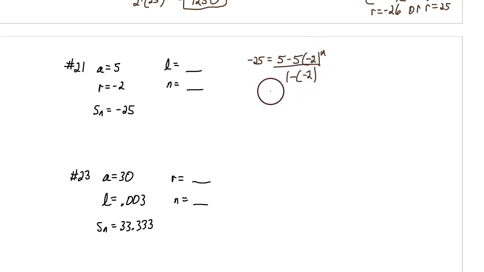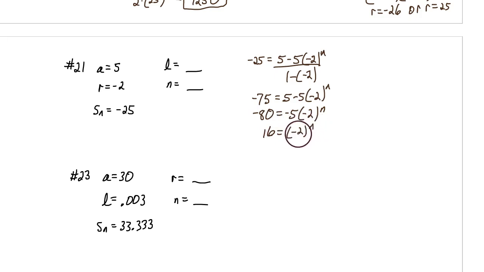So first we could multiply by 3 on both sides, getting negative 75 equals 5 minus 5 times negative 2 to the n power. Next, subtract 5 from both sides, and we have negative 80 is equal to negative 5 times negative 2 to the n. Now divide by negative 5. We have 16 is equal to negative 2 to the n. Well, negative 2 raised to the 4th power would make 16, so n equals 4. And over here we can write 4 on that answer blank line.